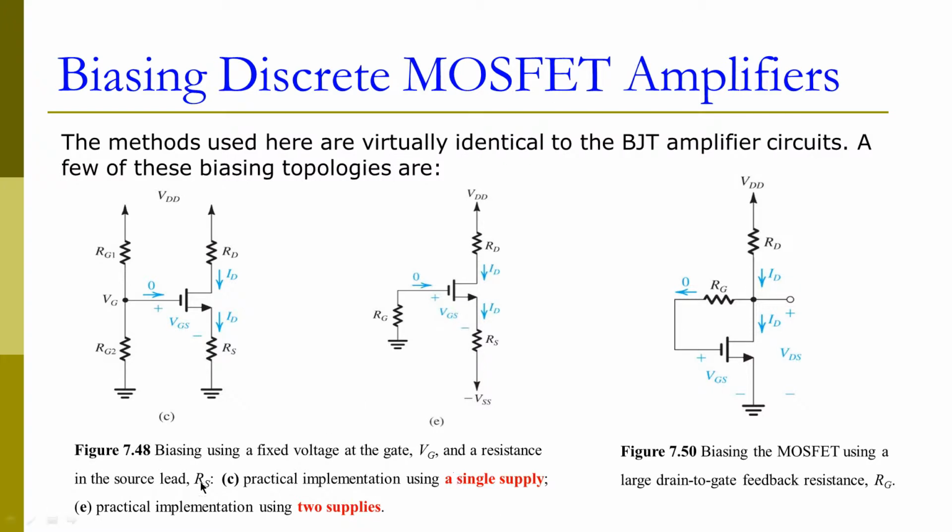For example, the first one here is biasing the transistor with a single voltage supply. Here we use a voltage divider to provide the gate voltage, and also use RD and RS to generate a reasonable drain and source voltage. In the second configuration, we are using two voltage supplies. This is a positive voltage supply, this is a negative voltage supply. In that case, we can connect the gate to ground through a larger resistor here.